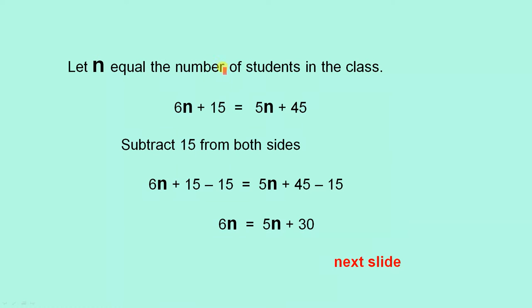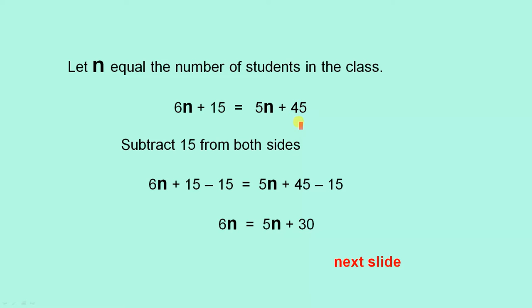Let n equal the number of students in the class. So 6n plus 15. That is, if she gave each student 6 pens, that's 6 times the number of students, she would have 15 pens left. That's exactly the same as giving each student 5 pens and you'd have 45 left. And that's why 6n plus 15 equals 5n plus 45.